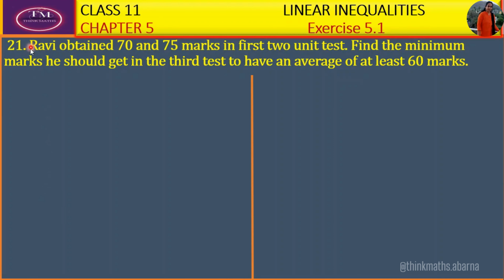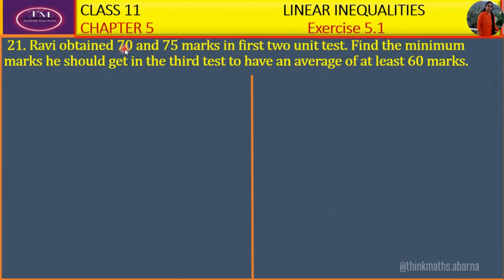So what is the first one? 21. Ravi obtained 70 and 75 marks in the first two unit tests. Find the minimum marks he should get in the third test to have an average of at least 60 marks.